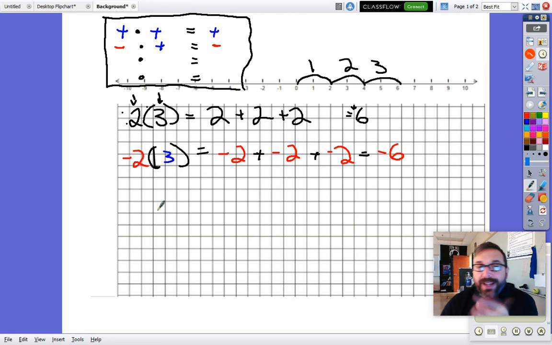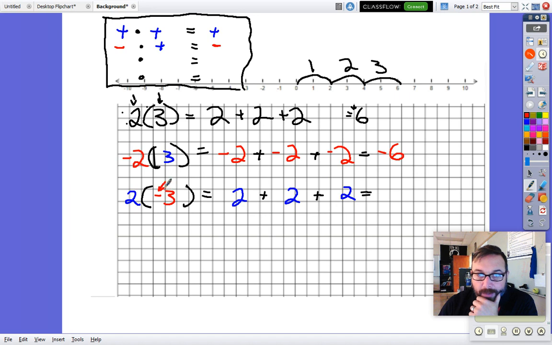Okay, now let's try the opposite of that. We're going to try a positive 2. That looks more like an absolute value sign than parentheses. And we're going to go with a negative 3. So this is kind of similar, but not really. So we're going to start with our positive 2's, and we've got our addition and our addition. Okay.